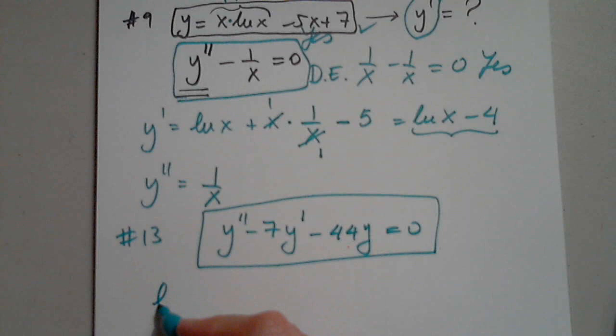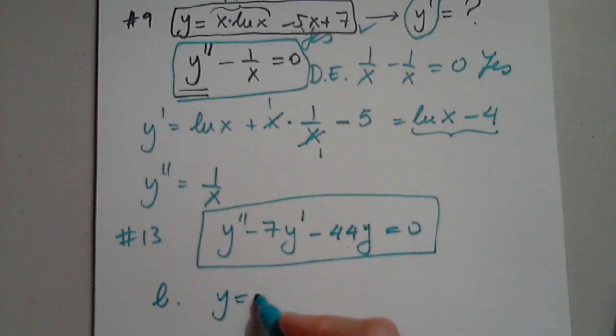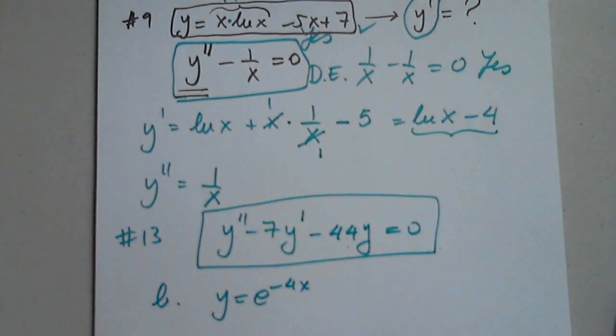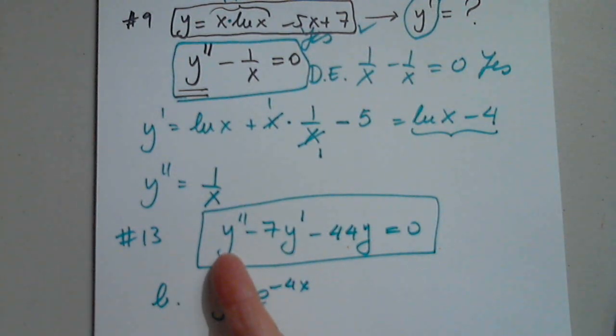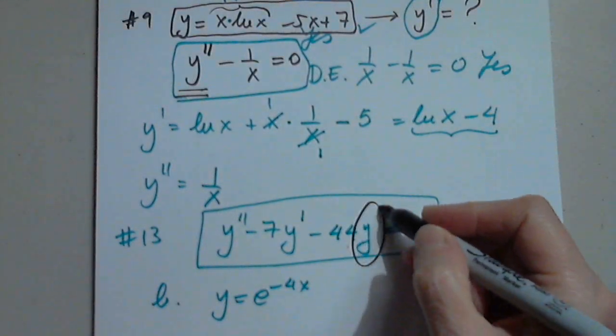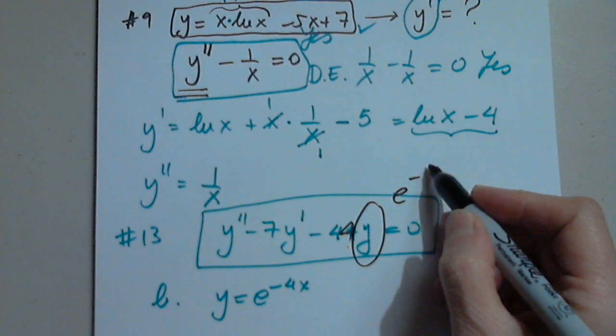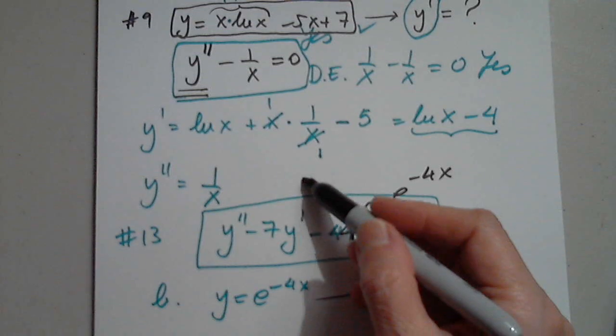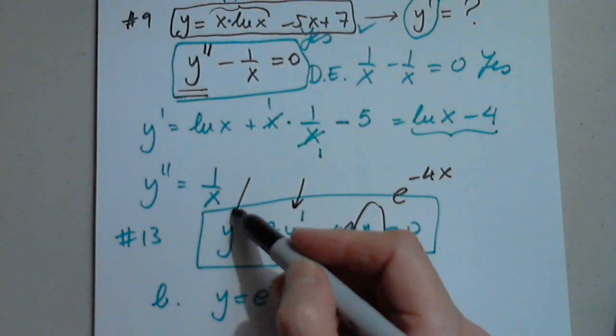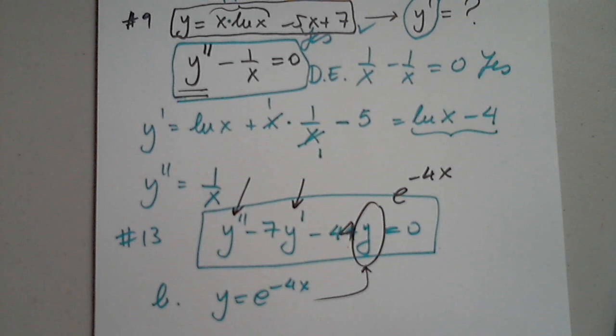B. Very good. So we are given y equals e to negative 4x. This is the same question as before. I just want us to practice with one more. Is this a differential equation? Yes. It has derivatives in it. In this case, it has the first derivative and also the second derivative. We are given the function, e to negative 4x. I will be replacing this here. But I also need to replace the first derivative and the second derivative. I have to determine them.